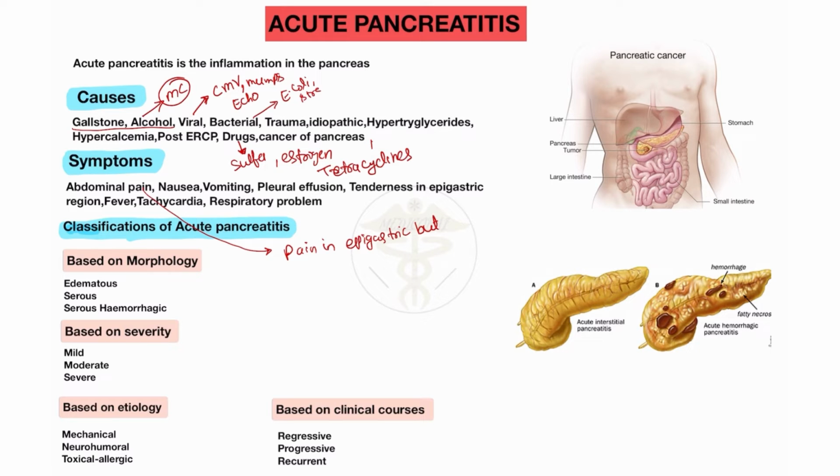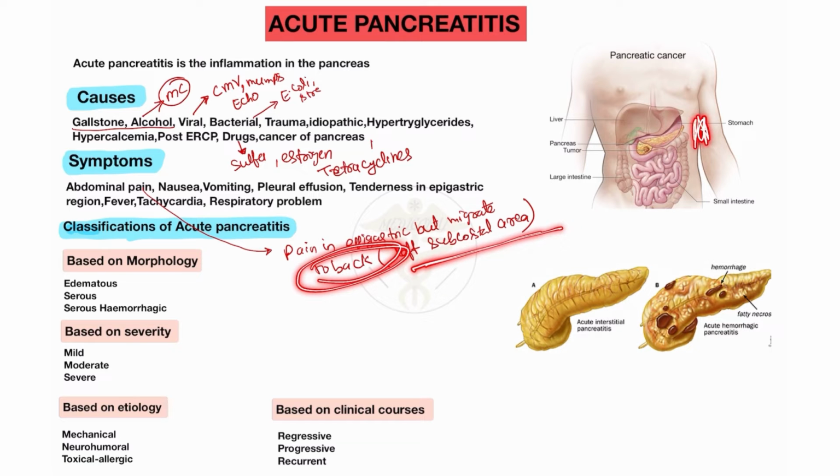So the pain also migrates or radiates to the back, to the left subcostal area. So this is the radiating pain you will mostly see in the patient, abdominal pain in the epigastric region, but the pain also migrates to the back side of the left costal area. Here you will see pain in the back side, left costal area.